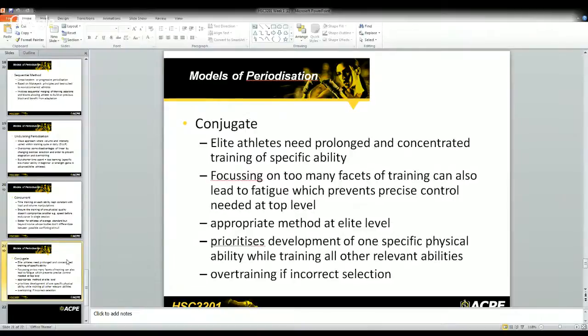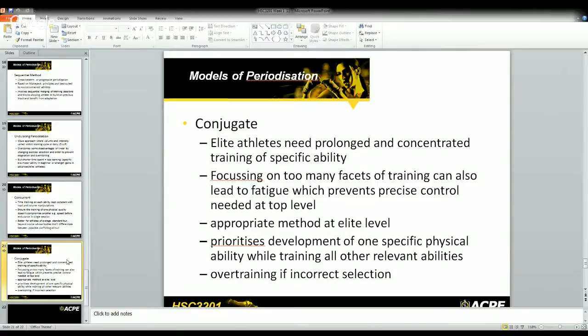And then we can have the conjugate methods. Prolonged and concentrated focusing on one component can also lead to fatigue. So it may be for the elite athlete where they have to get smashed on multiple capacities in the one period of time, but you really work hard on one component. Okay. Now, if you do this incorrectly, that's where you start with overtraining problems. And overtraining predominantly is a psychological phenomenon, not so much a physiological phenomenon. It can become a physiological phenomenon, but primarily the more common incident is, if you've been trained and smashed and you're losing each week, it gets tougher to turn up for training.